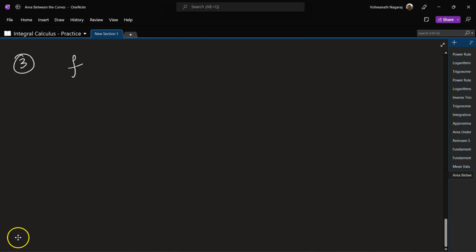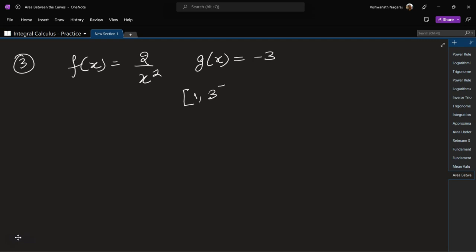For the third one, let's say f of x is equal to 2 by x square, very similar to the previous problem, and g of x is equal to -3. The only difference is that the gap between these two curves is higher in the interval 1 comma 3. Again, 2 by x square is always positive and this is always negative, which means that this is higher than this.